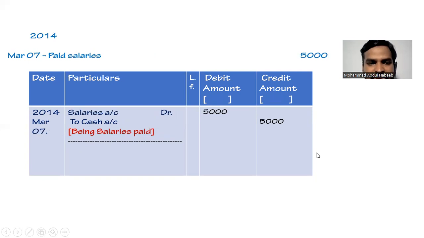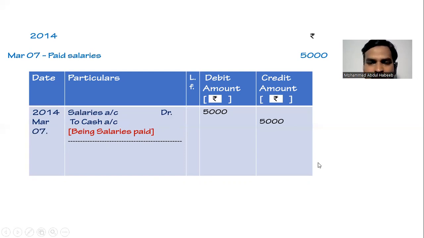Coming to the last transaction for this problem, 2014 March 7. Paid salaries 5,000 rupees. So here the date will be taken as 2014 March 7. Paid salaries. It is an expenditure to the business. So cash is going from the business, cash will be credited and the name of the expenditure will be debited. This time the business is incurring expenditure towards salaries. So salaries will be debited. So the journal entry on 2014 March 7 will be salaries account debit 5,000 to cash account 5,000, and the narration will be being salaries paid.